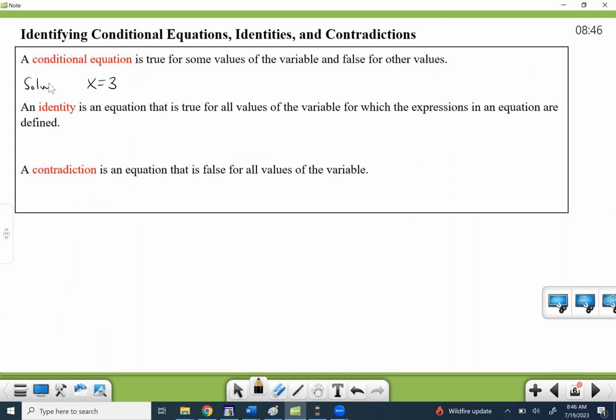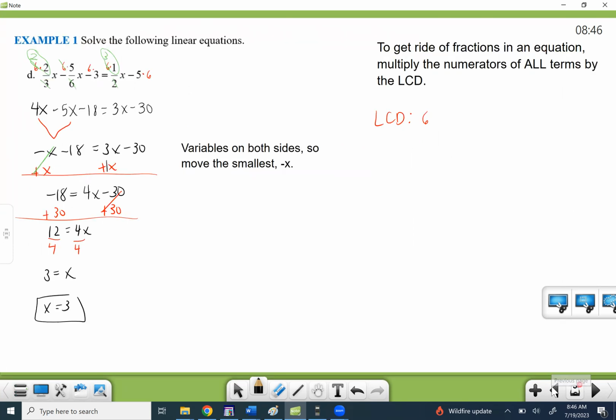Solution might look like that. All right, and this is called conditional because what you're saying is this equation right here will be true under the condition that x is 3. If you plug in any other value for x, then this equation will not work. The left side will not equal the right side. But if you plug in 3, it'll be true under that condition.